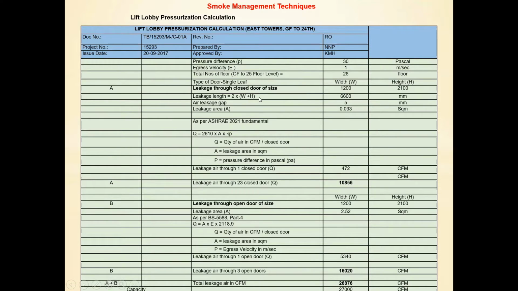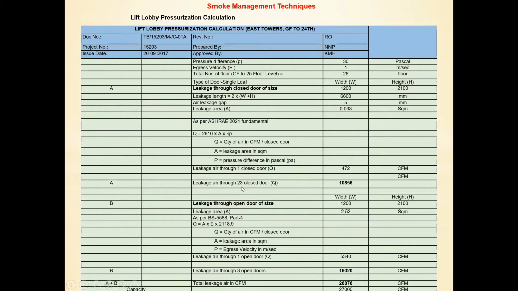Leakage length is the perimeter, 2 into (W plus H), which is 6600 mm. Considering an air leakage gap of 5 mm, the leakage area becomes 0.033 square meter. So as we saw earlier, the formula for calculating the leakage air quantity is Q equal to 0.2610 into A into root P. So leakage through one closed door, that is 0.2610 into 0.033 into root of 30, is 472.